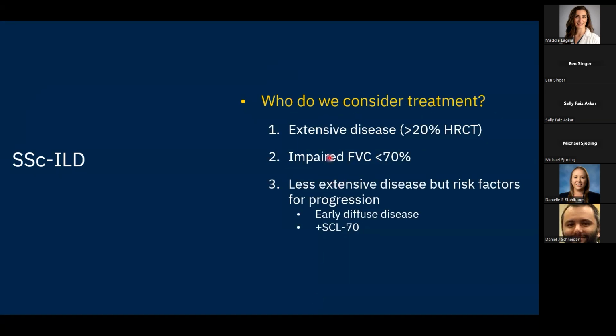So who do we treat? So we treat patients with extensive disease, patients who have evidence that their lungs have already been impaired. And then I will offer treatment to patients who have less extensive disease, but they may have some risk factors for progression. So being male, having early diffuse disease, and then having a positive SCL70 antibody, even if their ILD is mild, I'll often offer them immunosuppressive therapy for that alone.